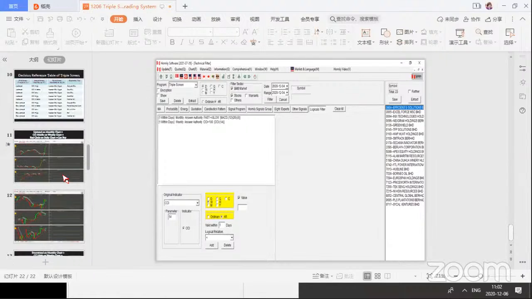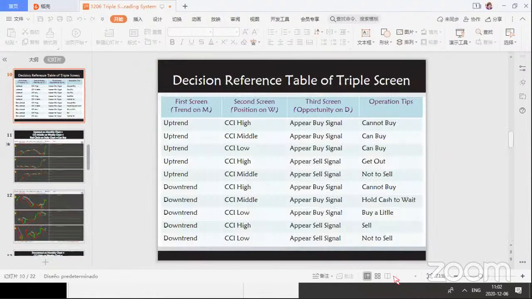Let's go back to the table I showed you just now. And I said you can take a photo for this table. Then next time, when you analyze your shares, you can just see this table and make your decision whether can buy or cannot buy. So just now the share, it is uptrend on monthly chart and the CCI in the middle position, right? And if appear the buy signal on daily chart, so the operation tips is that we can buy.